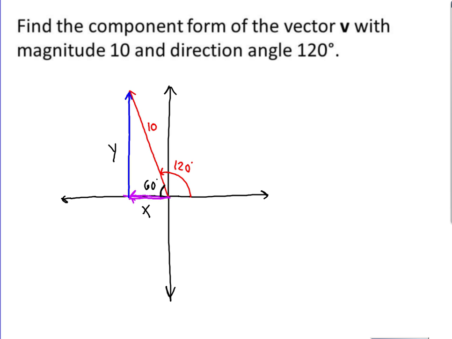Remember from trig, the sine of theta is equal to y over r. The radius in this case would be our 10. So I can say the sine of 60 is equal to y over 10. Right now we have y divided by 10. To get the y by itself, we're going to multiply both sides by 10. And we're going to get that y is equal to 8.7.